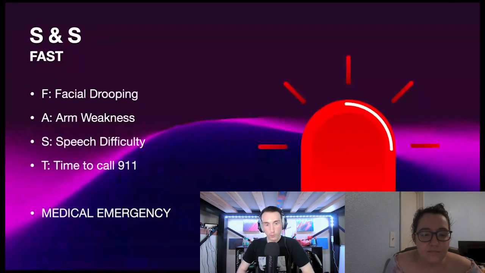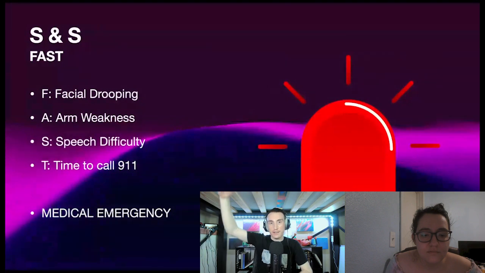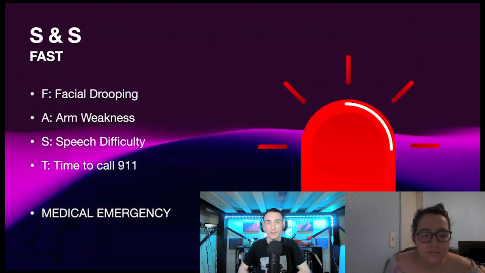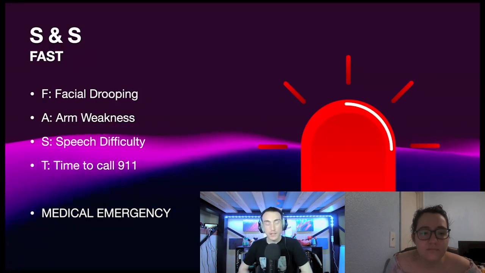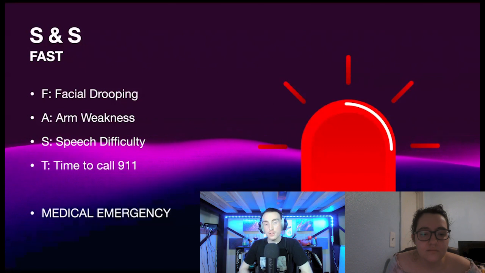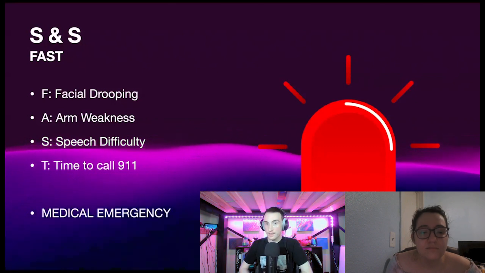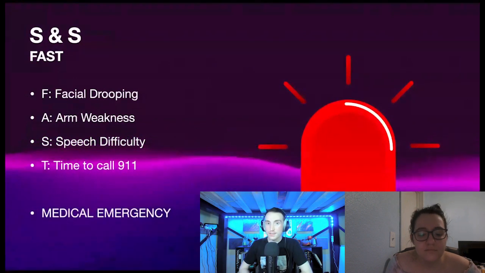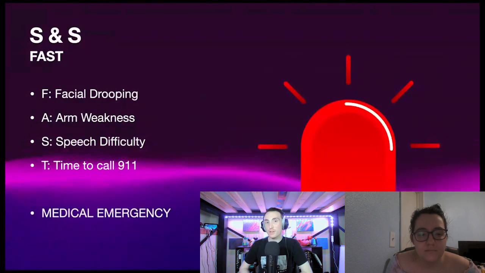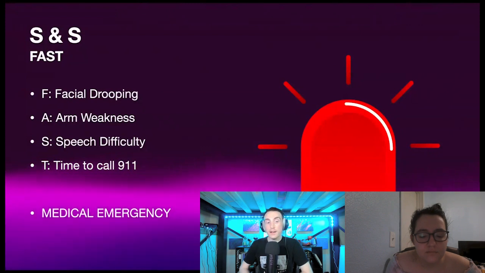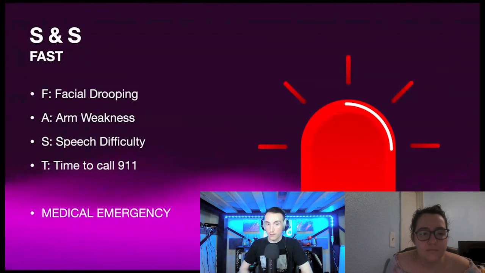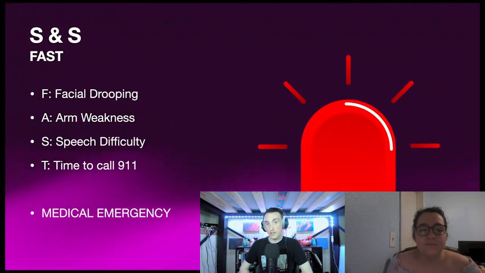And then arm weakness. If they can't lift up or move one arm at all compared to the other arm. And then there's speech difficulty. If they're having trouble talking, if their words aren't making sense or what they're saying isn't matching up with what you're talking about, that is definitely a big sign. And then the T stands for time to call 911, because again, a stroke is a medical emergency, so you need to get to the hospital as soon as you can if you notice any of these symptoms.